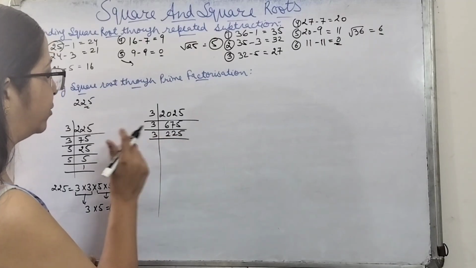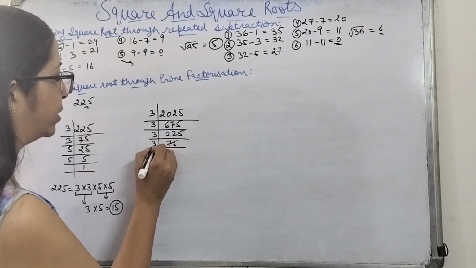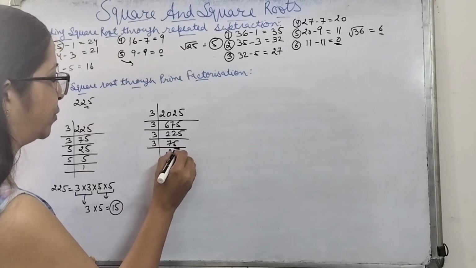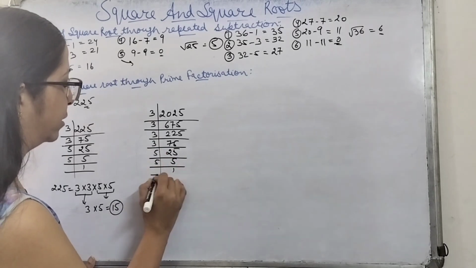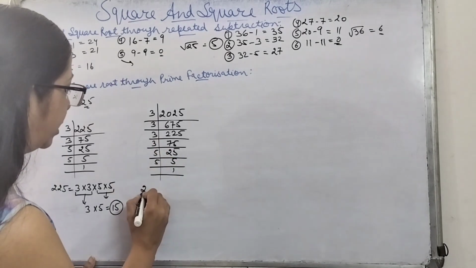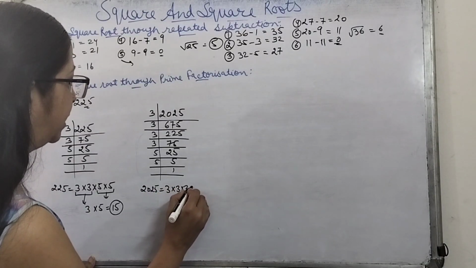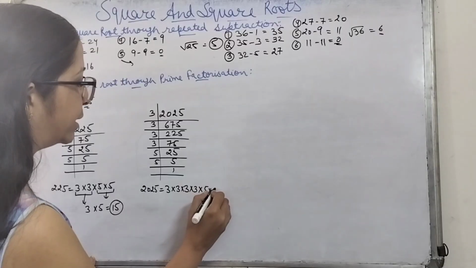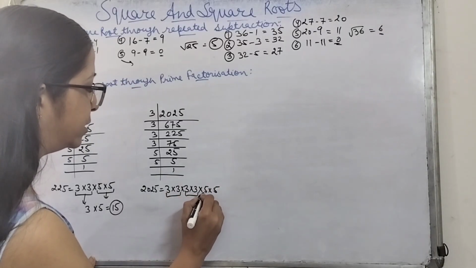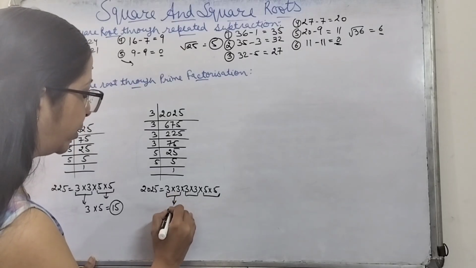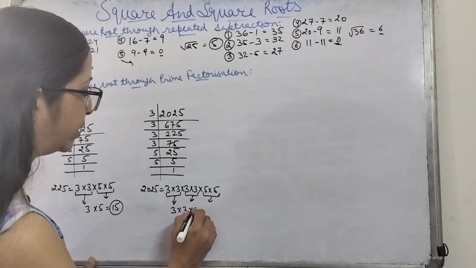Then again divisible by 3, it is 225, so it will come to 75. Again dividing it by 3, 3 2s are 6, 3 5s are 15. Dividing it by 5, 5 5s are 25 and 5 1s. So the prime factorization of 2025 is 3 multiplied by 3 multiplied by 3 multiplied by 3 multiplied by 5 and 5. Again we will be making pairs of all the prime factors. From one pair we will take one 3 out. From here also we will take one 3 out. From here also we will take one 5 out.